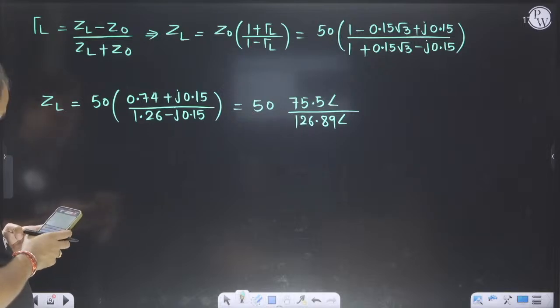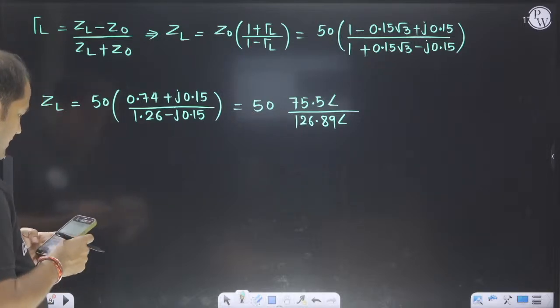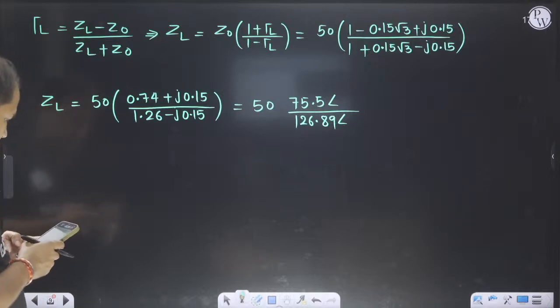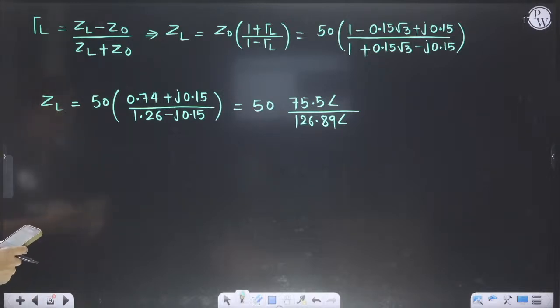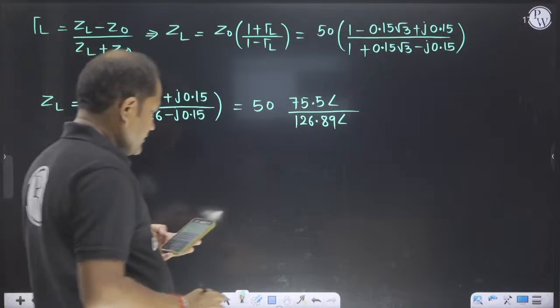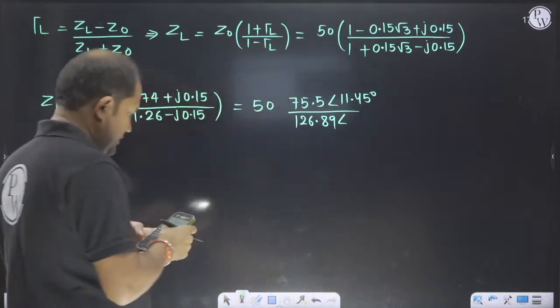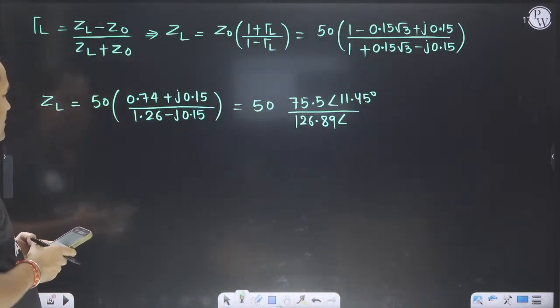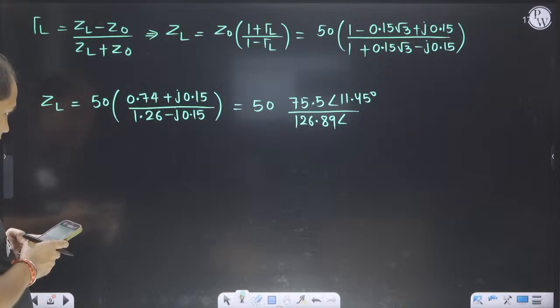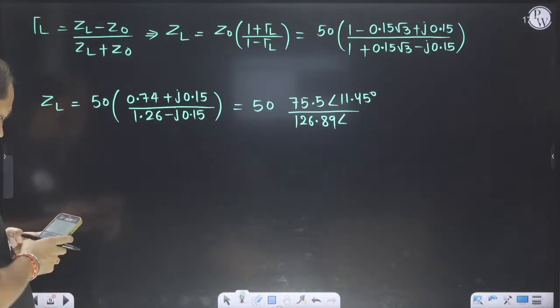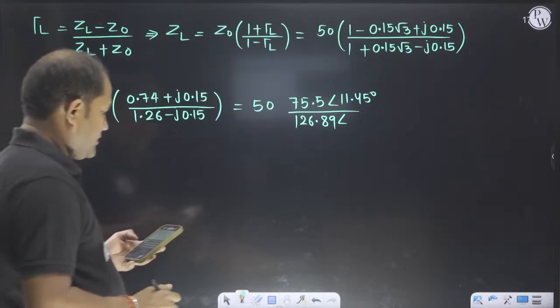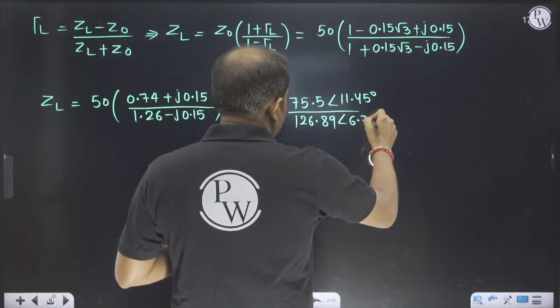Then 15 divided by 74, we have to calculate in degrees, so tan inverse, it will be 11.45 degree. Imaginary is negative and real is positive, so fourth quadrant. Okay, so 15 divided by 126, that is 6.78 degree, minus.